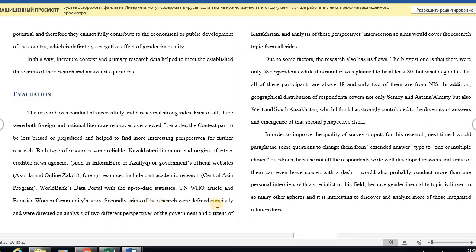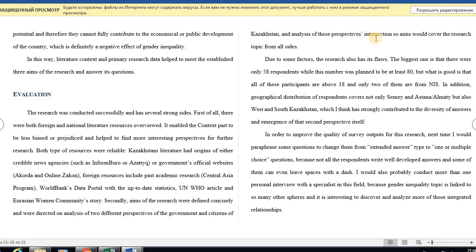Secondly, aims of the research were defined concisely and were directed on analysis of two different perspectives of the government, of citizens of Kazakhstan. Analysis of this perspective intersection would aim to cover the research topics. Right. If you remember, I asked all of you that your aims should be linked to your results. So basically, in the results section, you talked about your aims.